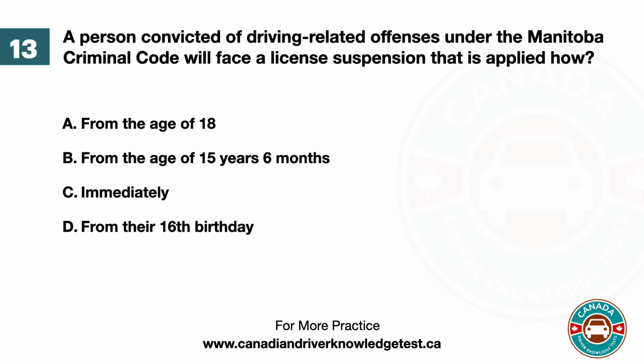Question 13. A person convicted of driving-related offenses under the Manitoba Criminal Code will face a license suspension that is applied how? A. From the age of 18. B. From the age of 15 years 6 months. C. Immediately. D. From their 16th birthday. The answer is D. From their 16th birthday.